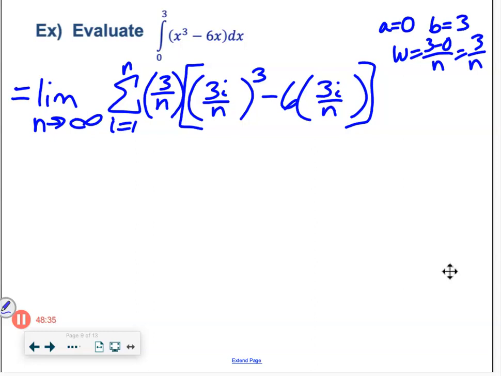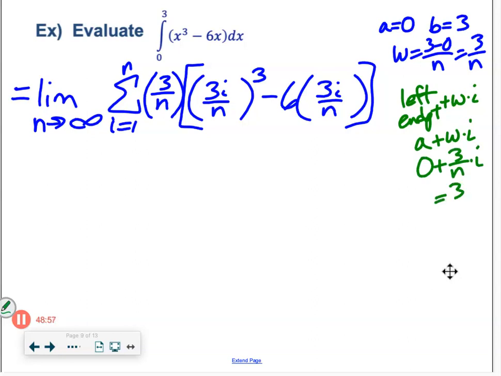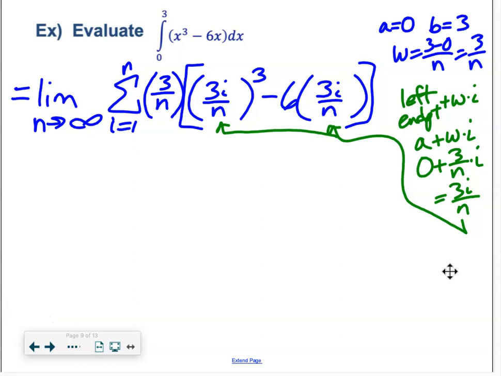Yeah, okay. With big parentheses, and then inside the parentheses, left endpoint plus width times i. So it's your a plus your w times your i. So we have 0 plus 3 over n times i, which is just 3i over n. And that's what goes into all those open parentheses. Okay. Any other questions?